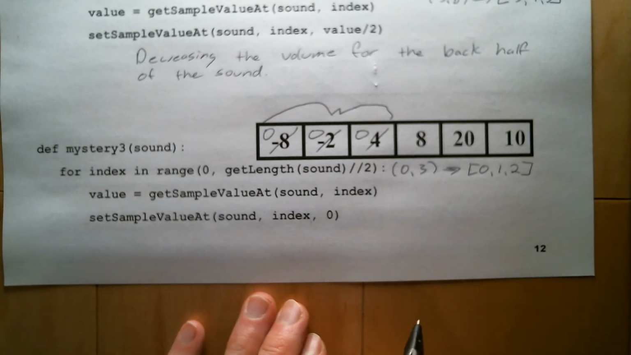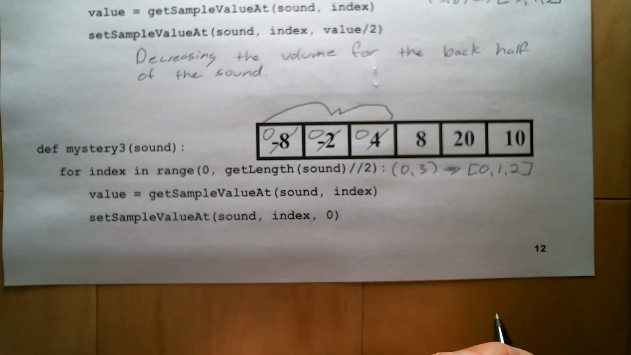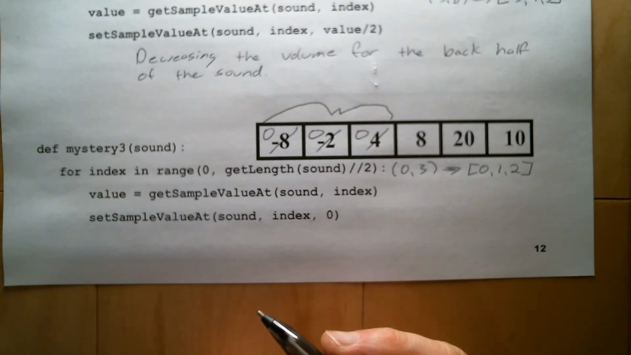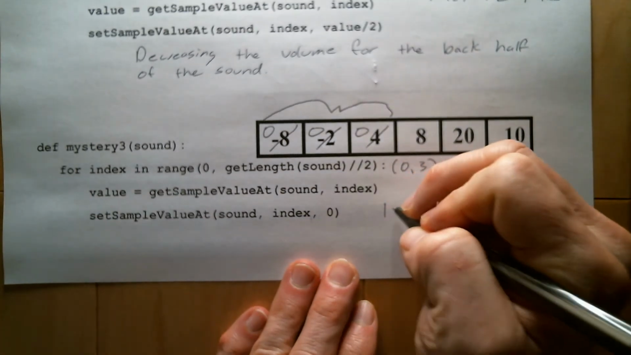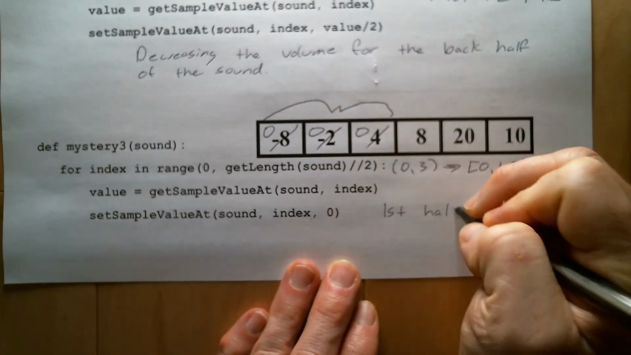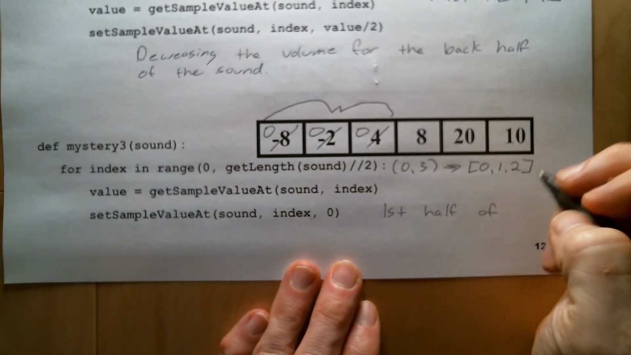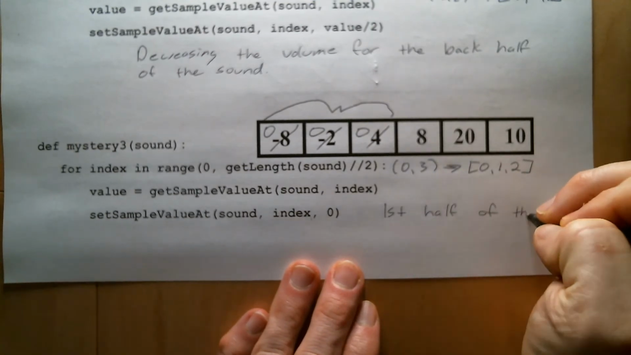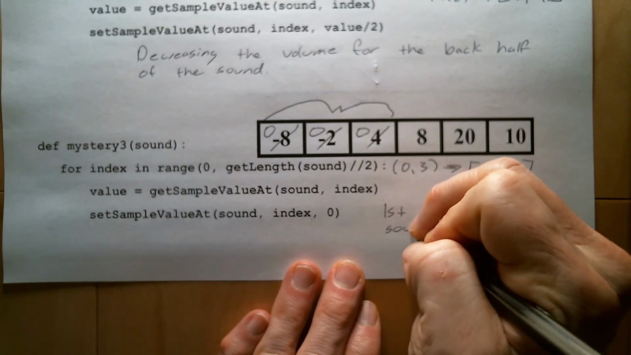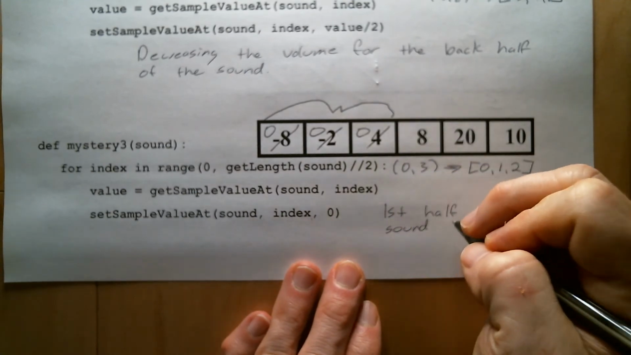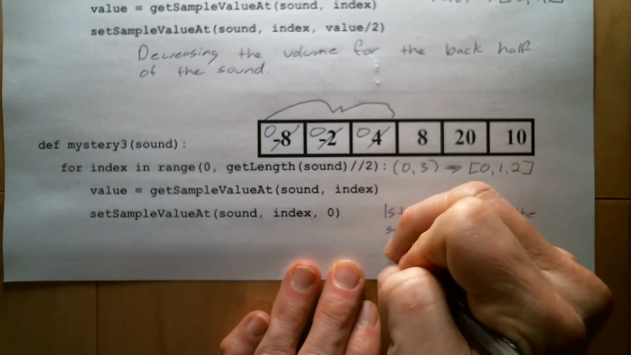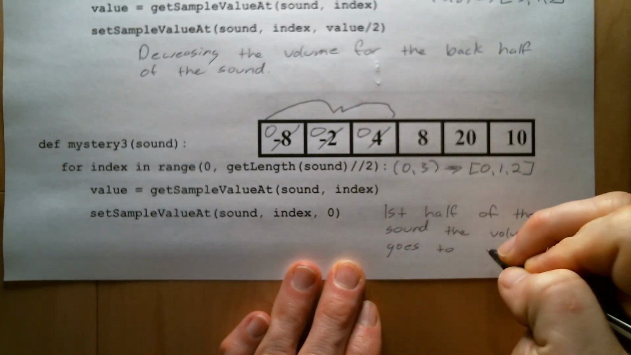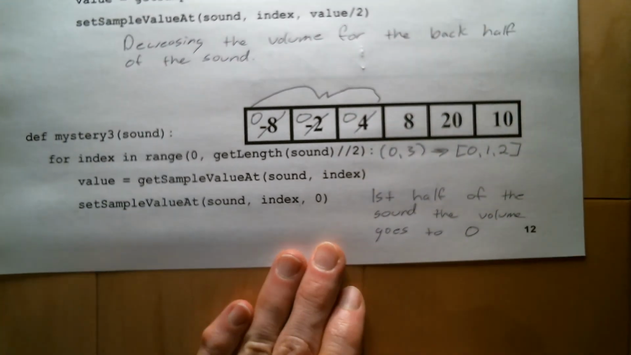All right. In terms of what effect that's going to have, if the wave doesn't have a height at that point, you're basically not hearing anything. All right. That's basically silence. So the first half of the sound, the volume goes to 0. And you're basically not going to hear anything.